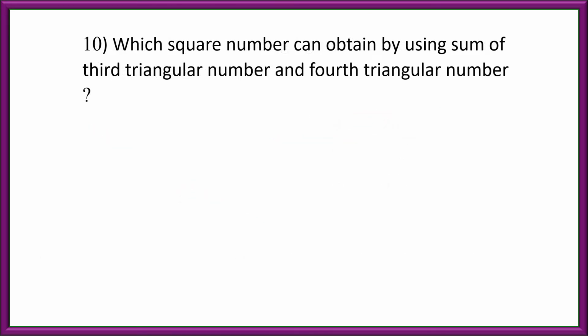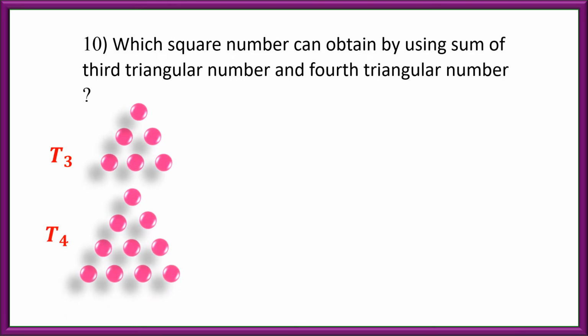Question number 10. Which square number can be obtained by using the sum of the third triangular number and the fourth triangular number? Let's see, the third triangular number is 6. The fourth triangular number is 10. Then take the sum of those two terms.